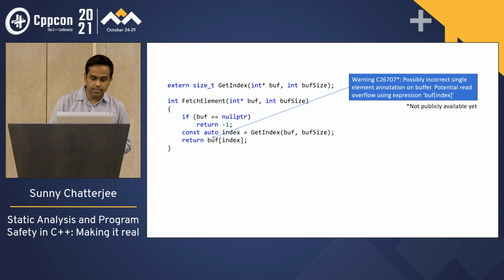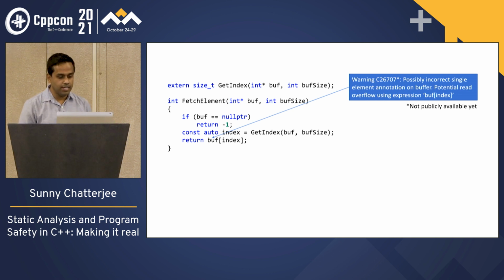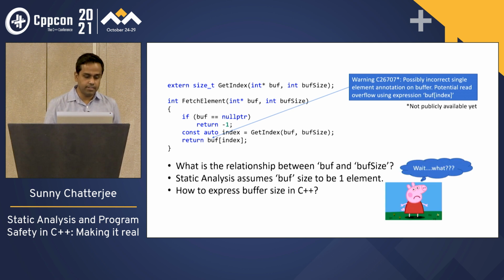And at this point, she is confused because she can't see any annotation, but the analyzer is assuming that buffer is of size 1. But she has worked on this code base for a few years, and she knows that buffer is actually not size 1, but it's of size buff size. But how does she express that in C++, right? How does she convince static analysis that buff is not one element, but it's actually buff size?